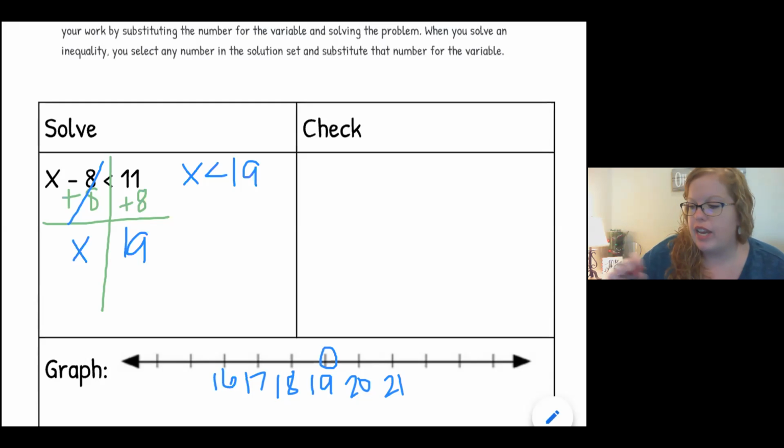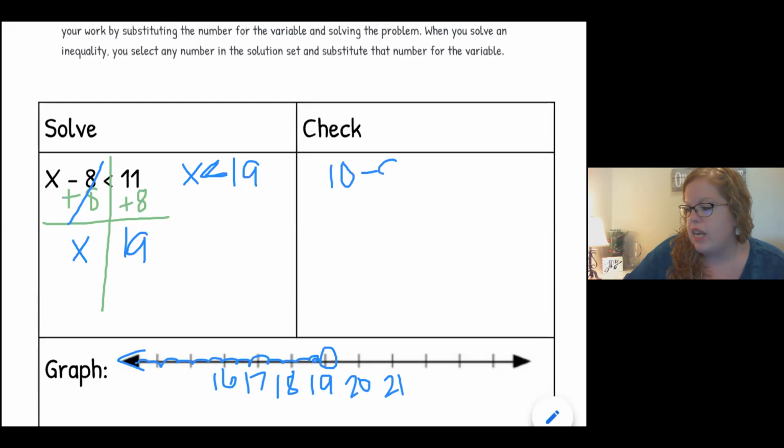So little trick, if the letter is first, this symbol right here matches up with this right here. And so you're going to shade this direction. What that means is any number less than 19, 18, 17, 16, 15, 14, 13 would make this statement true. So we're going to check it. I like to pick low numbers. So I'm going to pick, let's see, 10.